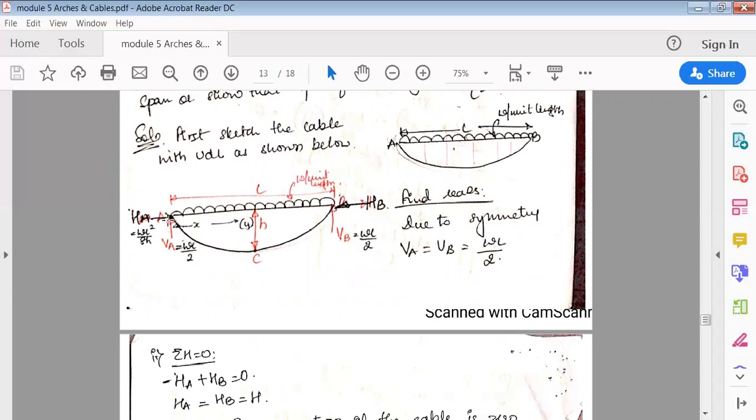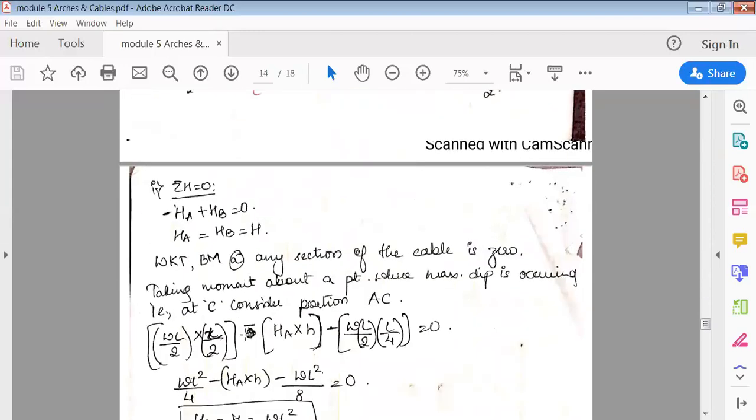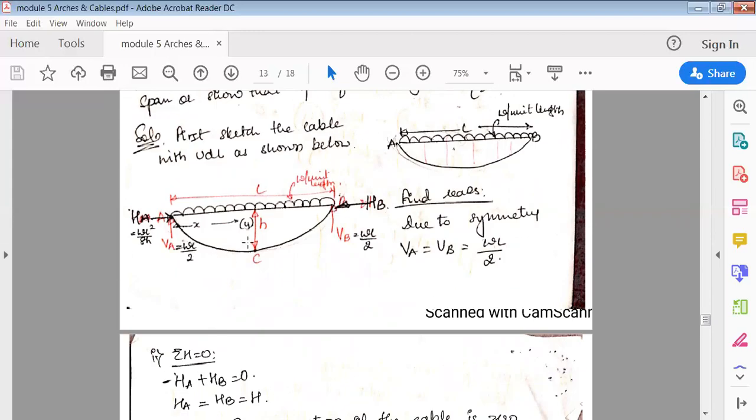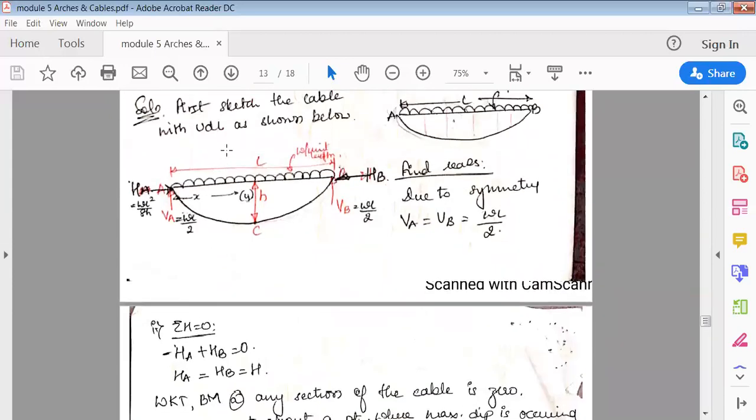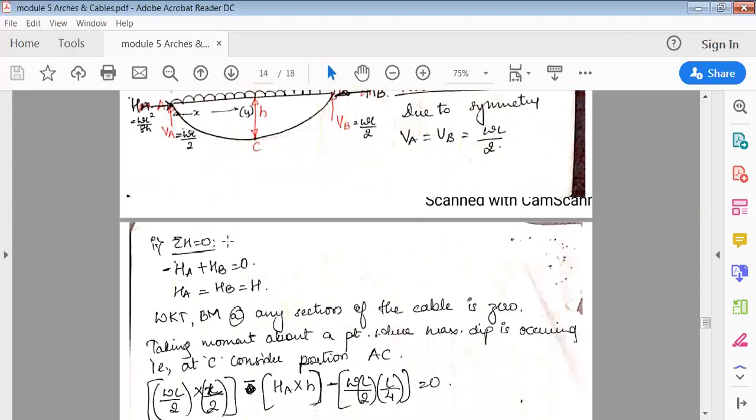Now, if it has to reach C, remember always, HA will travel along the length of the cable. So it is force into its perpendicular distance, and it is traveling along the length. So it is going now anti-clockwise. Anti-clockwise minus HA into H. Next, again W UDL. It is again going anti-clockwise. So it is now minus W into L by 2 into L by 2, half of L by 2.